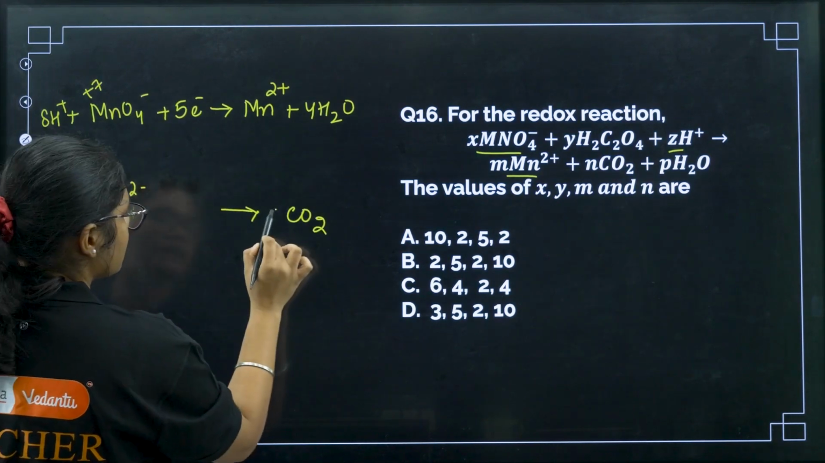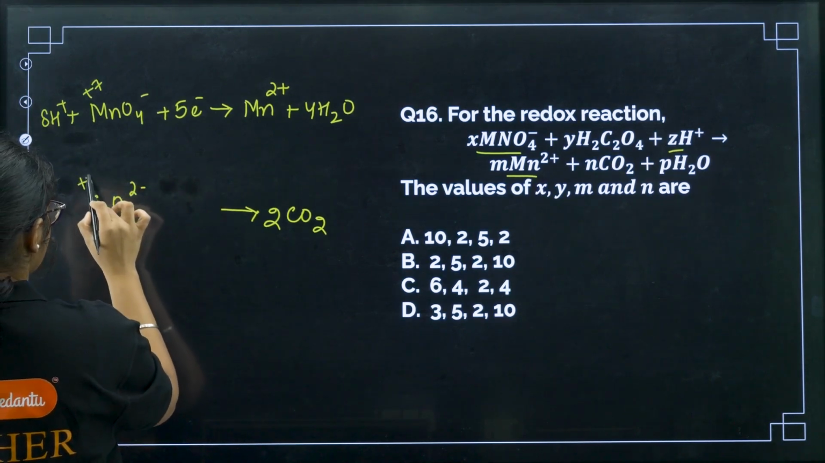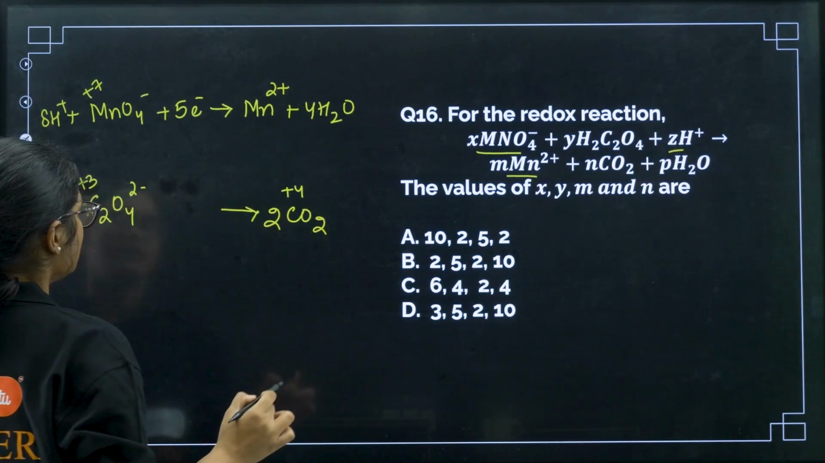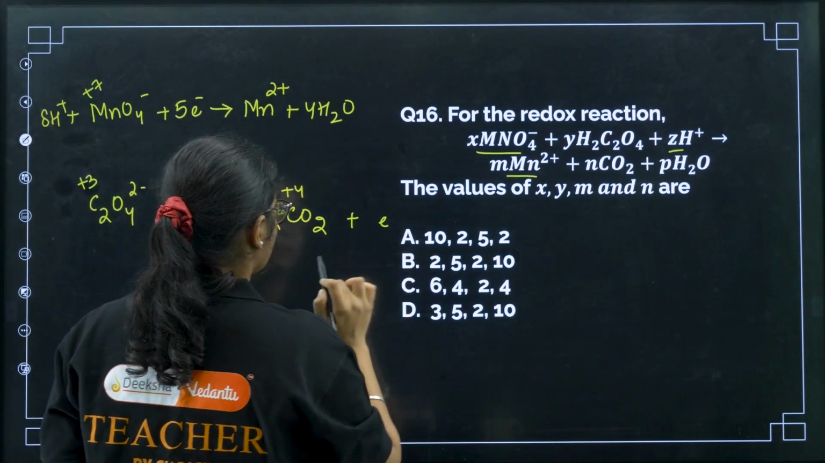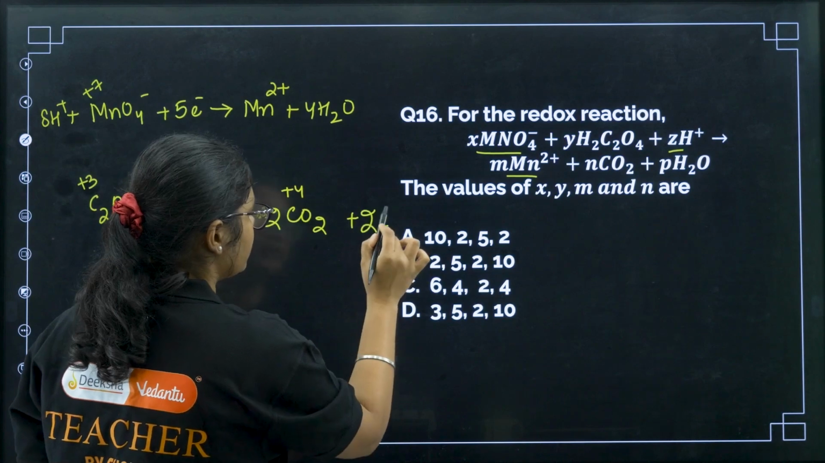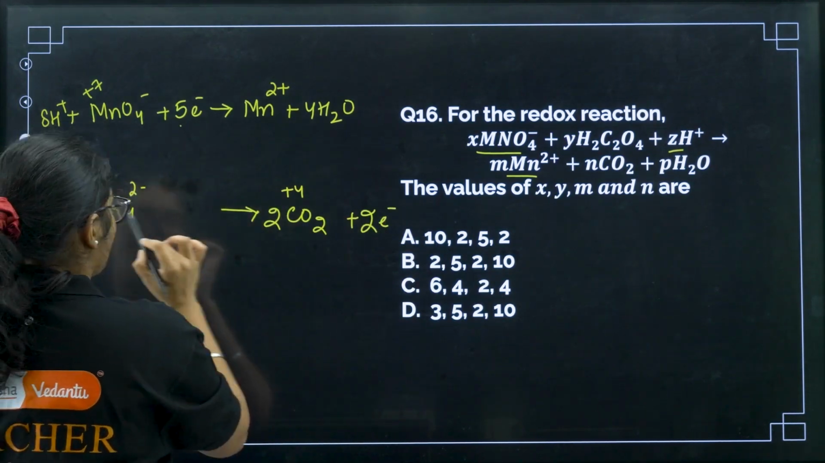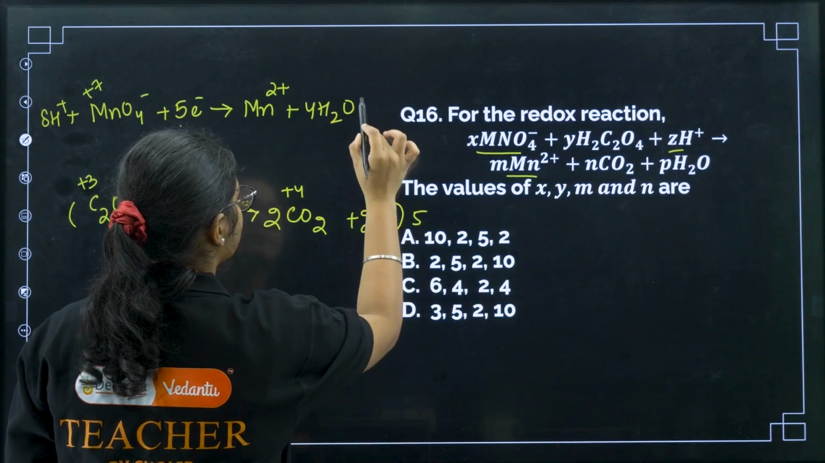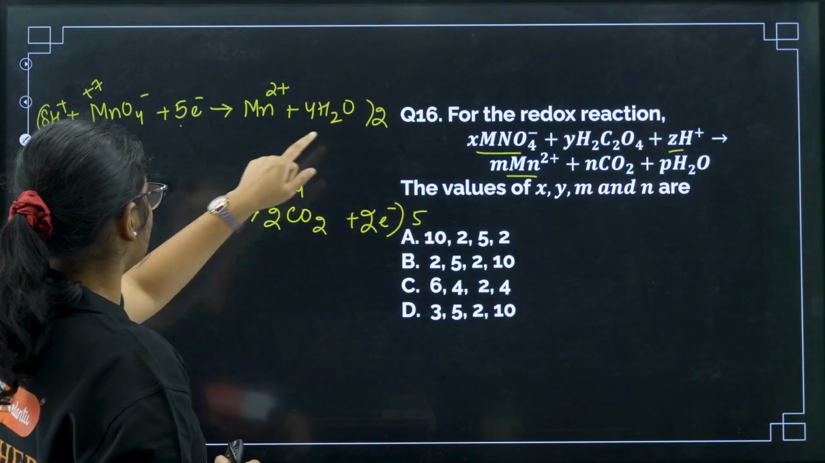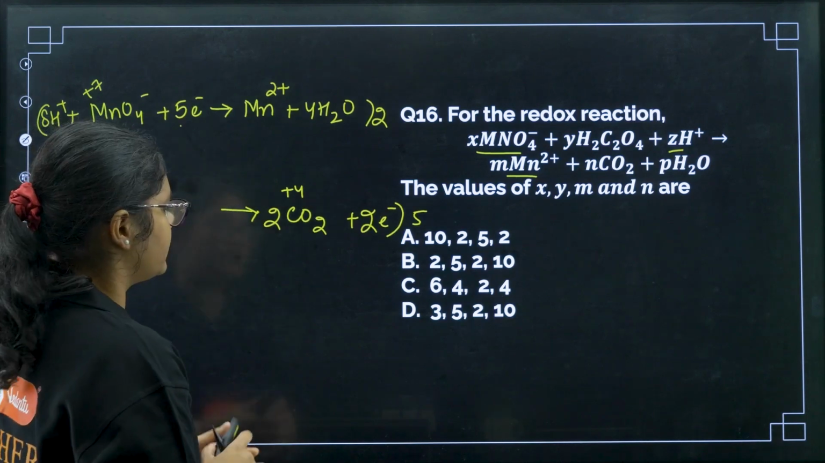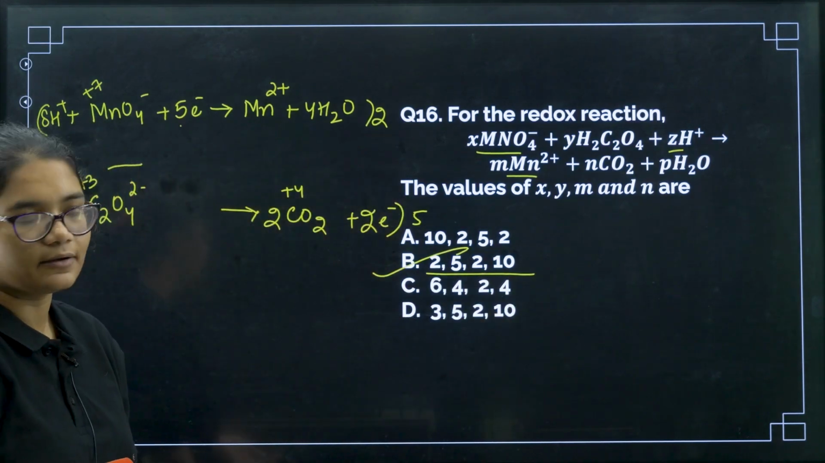So this one can be balanced like this, 2 carbon. Now here if you see, the charge is plus 3 and here the charge is plus 4. So plus 3 to plus 4, 1 electron loss will be there. But there are 2 carbons, so there will be 2 electron loss. So now here this is 5, here this is 2. So to balance it, this one should be multiplied with 5, this one should be multiplied with 2. So now you see the coefficient of Mn will be 2. There is only one option with 2, so option number B has to be the correct answer here.